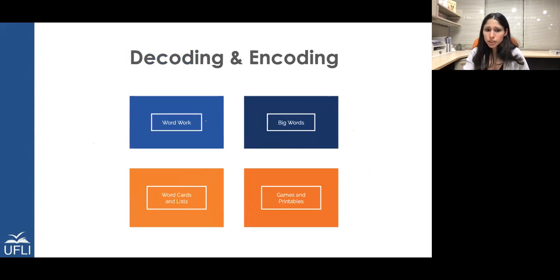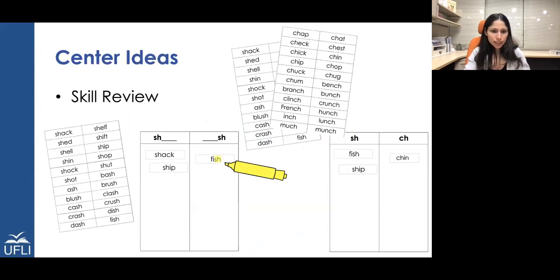We do have a lot of resources for center type of activities under games and principles in the decoding and encoding section. One of the activities that can be done in a center using the word cards that we have on the hub are word sorts.